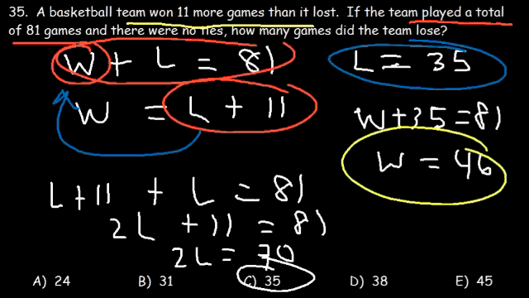So notice that 35 plus 46 adds up to 81. And 46 is 11 more than 35. So this is the answer for W and L, because at those values, equation 1 and equation 2 are true. But C is the right answer, since we're looking for the number of games that the team lost.